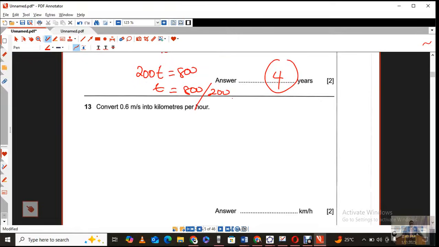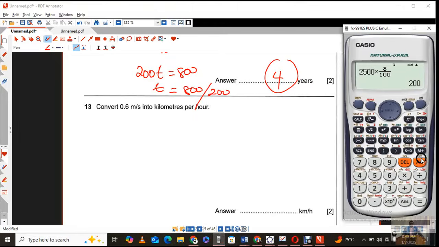Question 13, well, they are saying you are supposed to convert 0.6 meters per second into kilometers per hour. Let me show you a cool trick with this calculator. It has got a conversion. You see here on top of the 8, there's conversion. So if I was to press shift and I say conversion, of course, there are different conversions that take place.